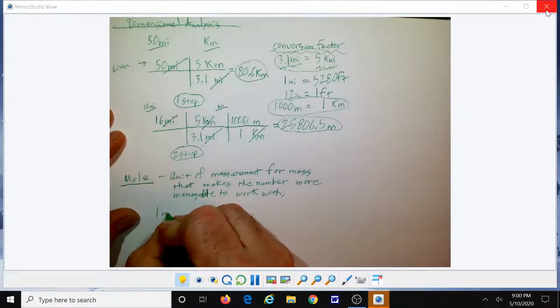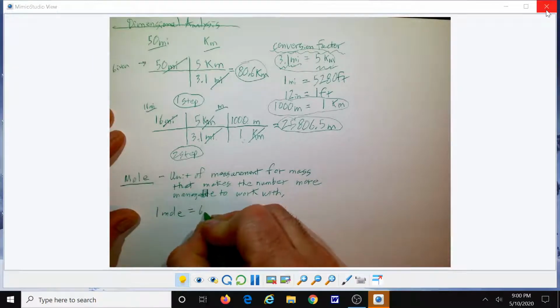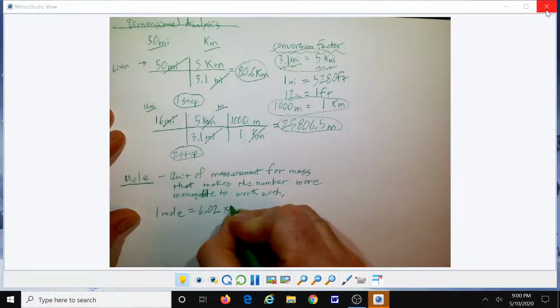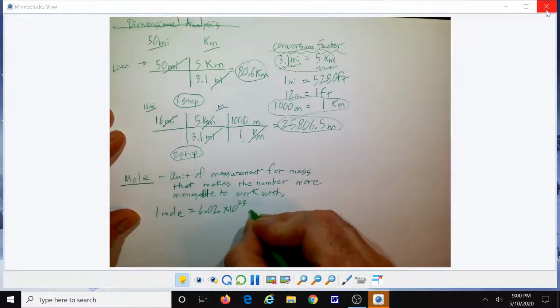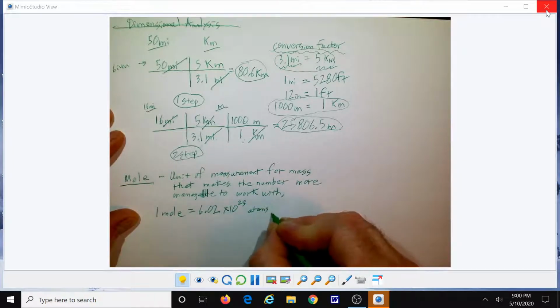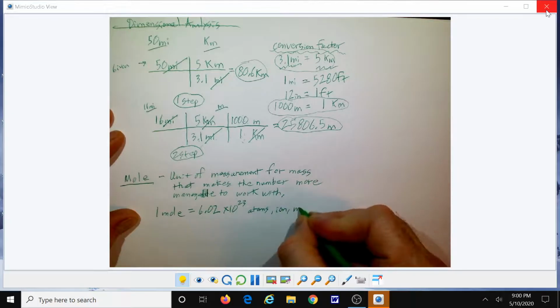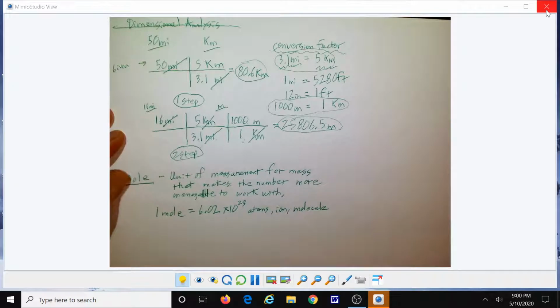In fact, 1 mole is equal to 6.02 times 10 to the 23rd atoms, or if you're talking about another particle like an ion, or another particle called a molecule. So it's used to take something that's extremely large and convert it into a number that's more manageable to work with, because numbers in scientific notation are more complex to work with. And remember, if this is a positive 23, which it is, that means move this decimal 23 places over to the right. So it's a really big number we're working with.